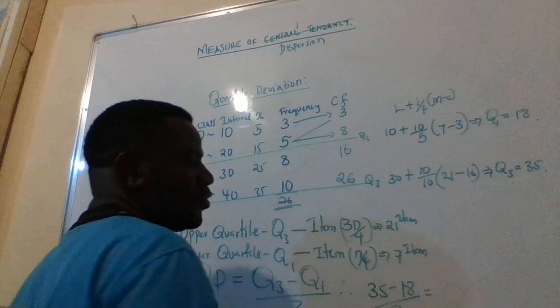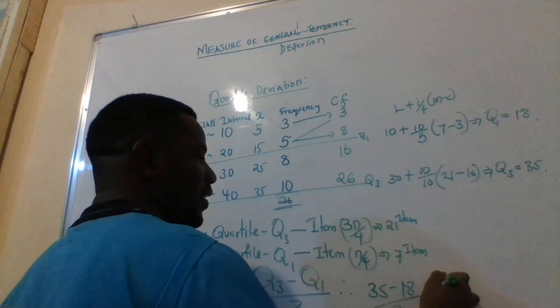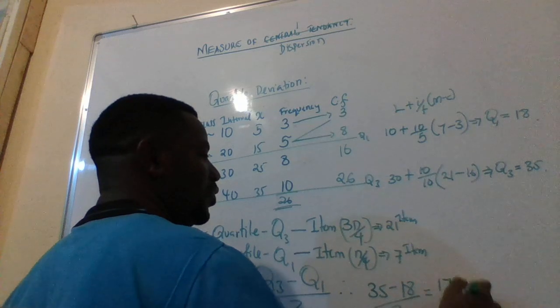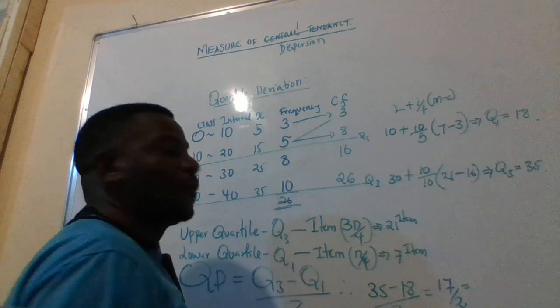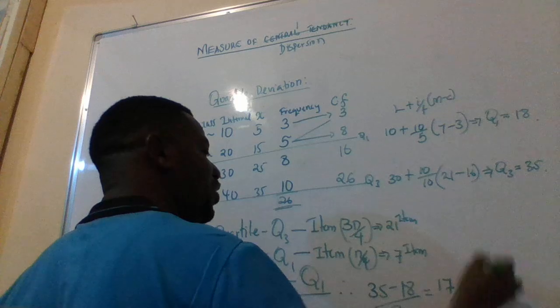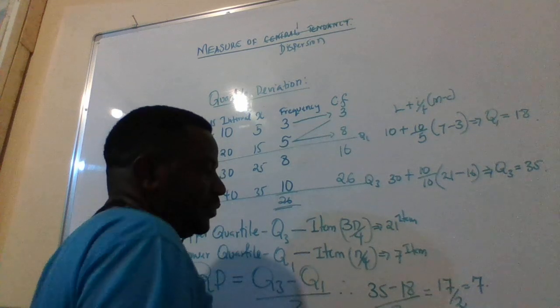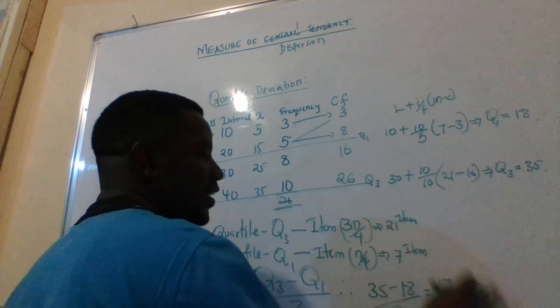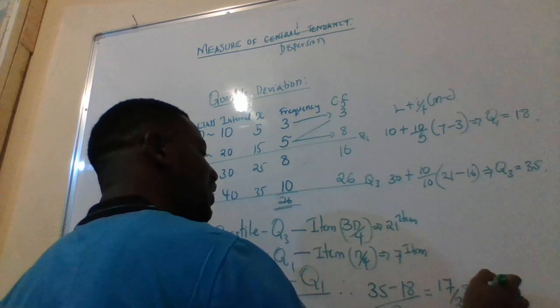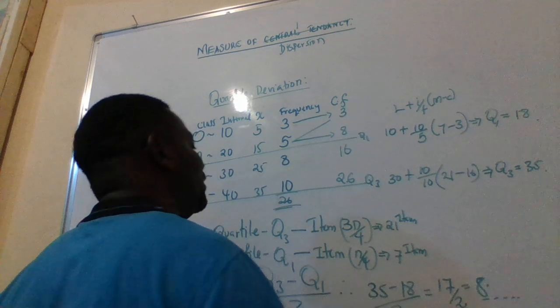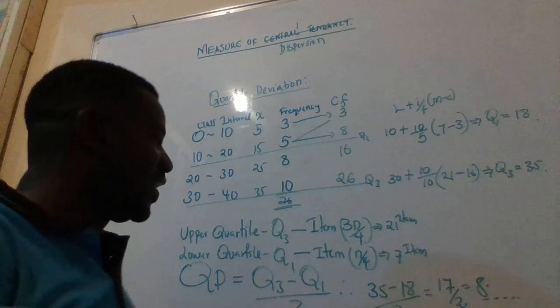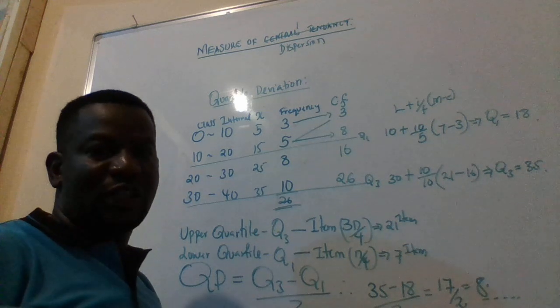So this is about 17, 17 divided by 2, which is equal to 7 point something. Sorry, it is 8 point something. That's our quartile deviation.